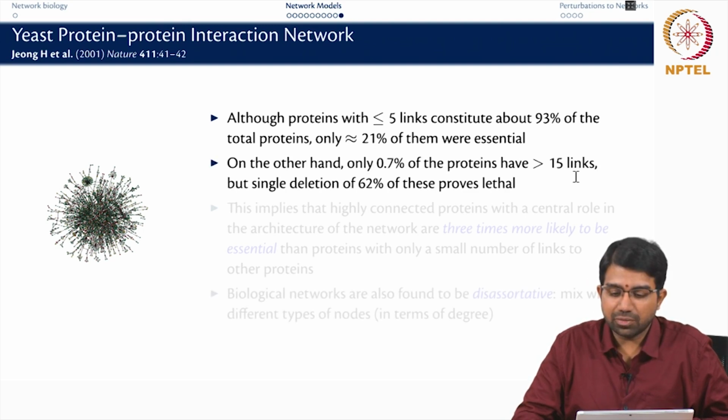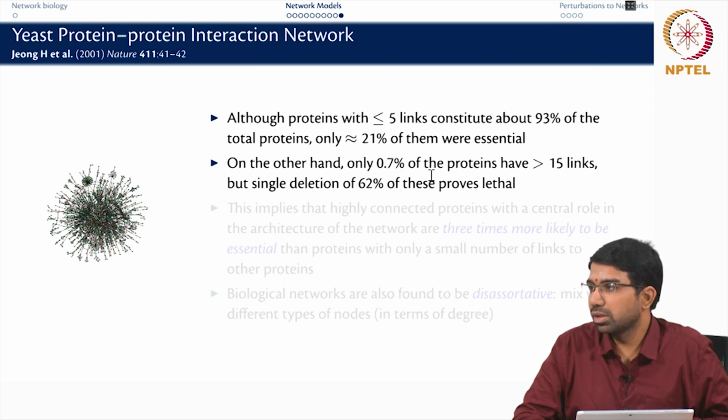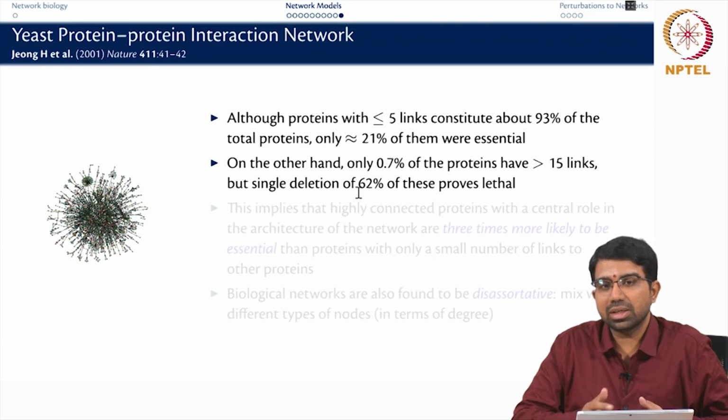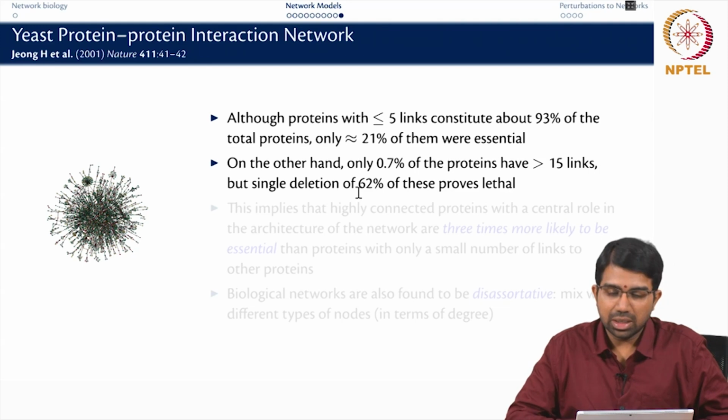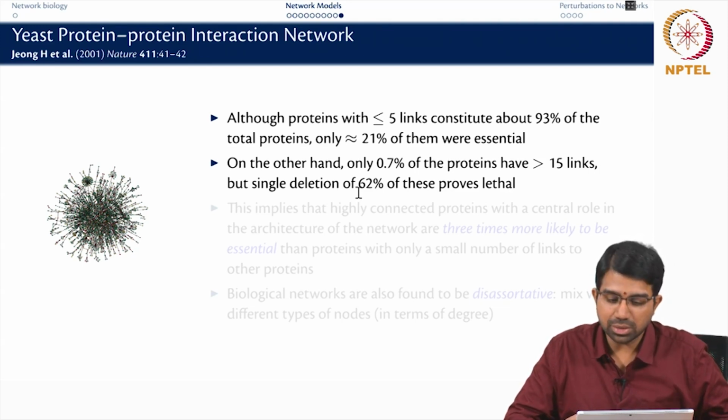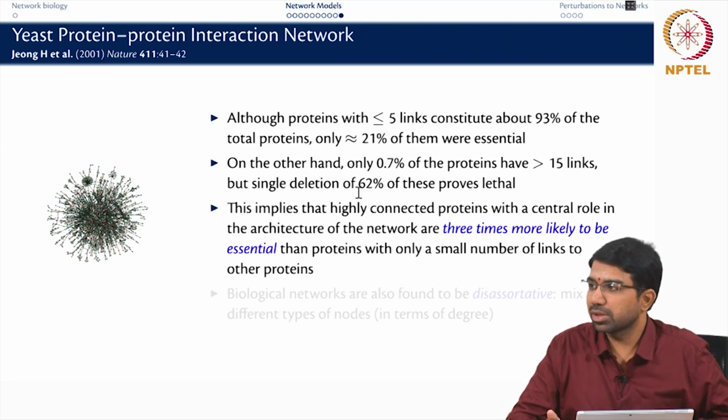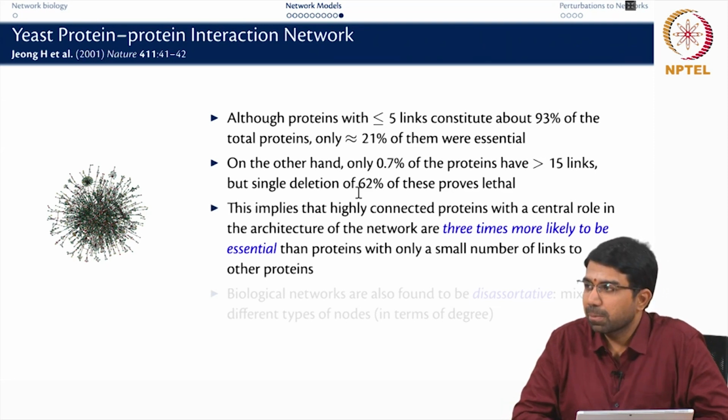On the other hand, there are very few proteins which have a large number of links, more than 15 or so, like just 0.7%, but nearly 62% of these are lethal. So, the red nodes, these are all red and these are all green. So, what this tells you is that centrality is correlated with lethality, and this is actually called the lethality centrality hypothesis, very important hypothesis. This is in biological networks because the notion of lethality would not arise elsewhere.